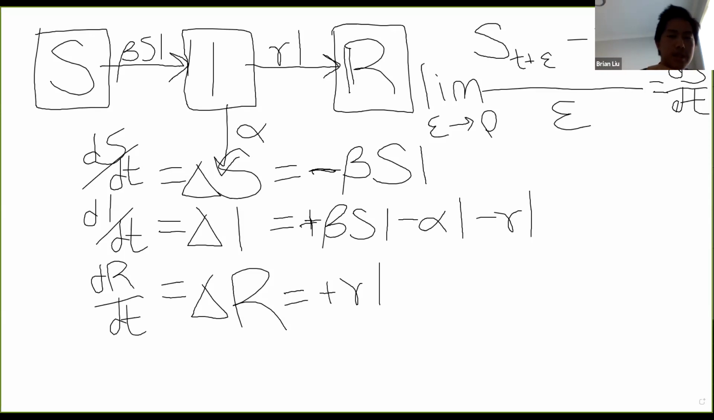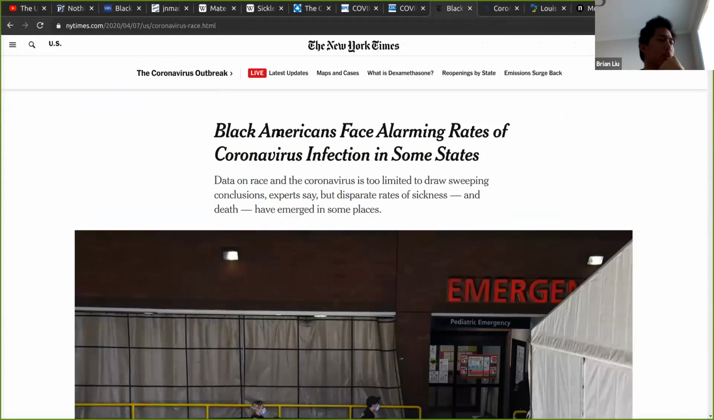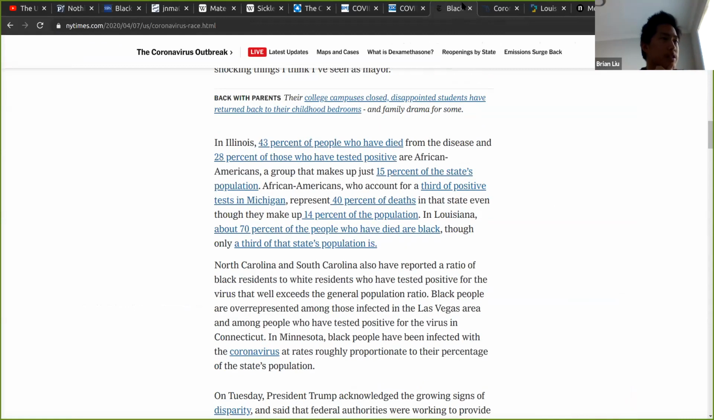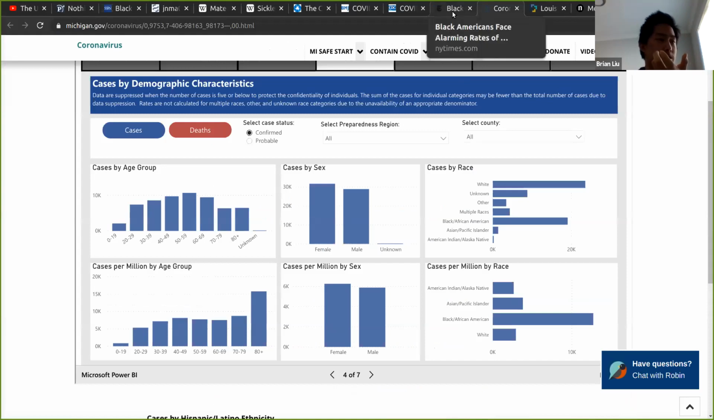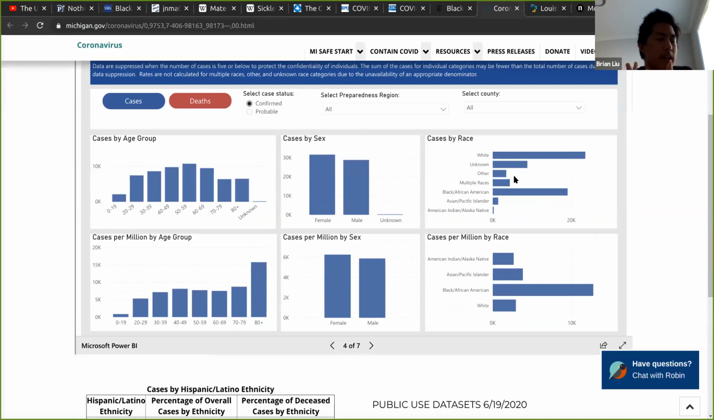And so if we look here, this is an article about how Black Americans face alarming rates of coronavirus infection in some states. Here are some links to specific data from specific states. For example, in Michigan, the cases by race show there are more white people who have been infected than Black people. But if you think about the number of white people and the number of Black people in Michigan, and you divide, so that you get the proportion, you see that it disproportionately impacts Black people over white people.